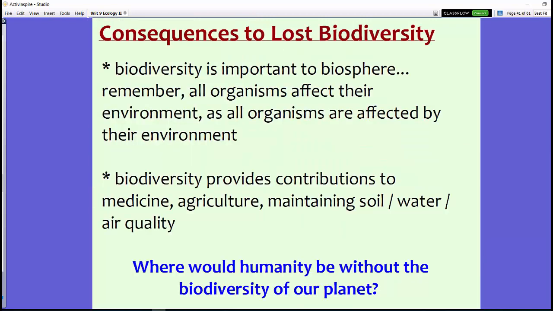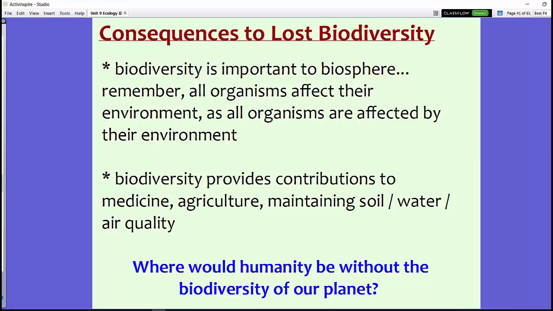Now, there's a lot of consequences to losing biodiversity. So remember, biodiversity is the genetic makeup of all the organisms in an ecosystem. So we really like to see a lot of biodiversity. It's very healthy for ecosystems, and it's very beneficial to organisms, including humans. So biodiversity is important to the biosphere because remember, as I've said all along, all organisms affect their environment as all organisms are affected.